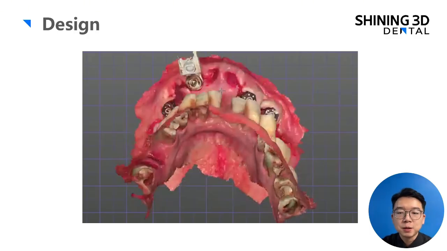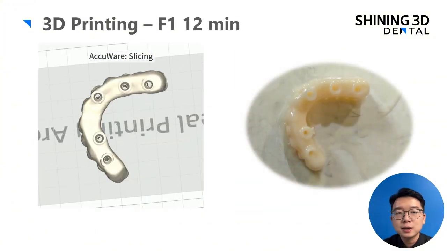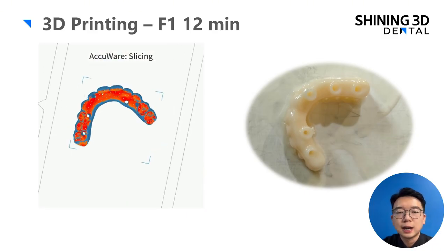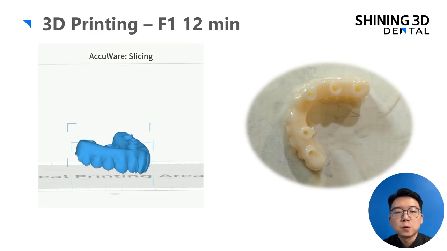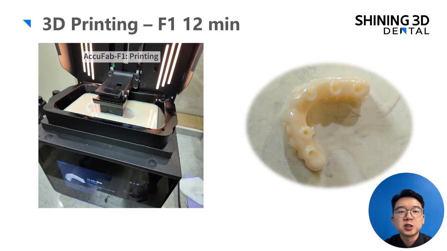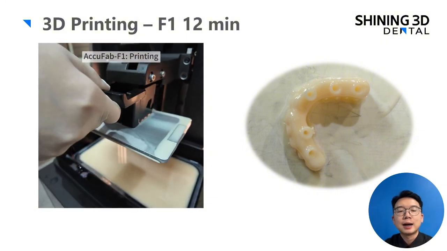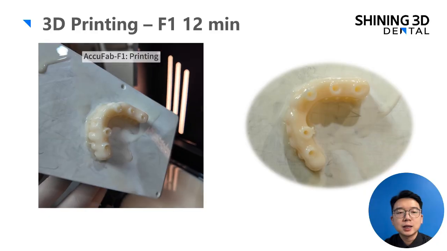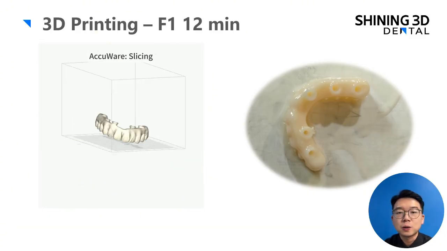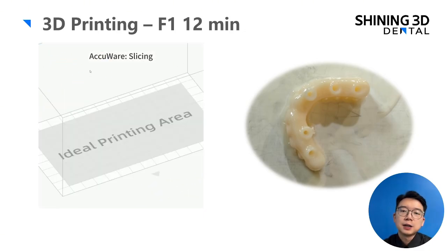start the manufacturing process on the chair side. For this case, we are using the F1 printer to print the temporaries for this patient. We can do some layout, add some support to it, and make some small adjustments, and then AccuWear will slice it. Once the slicing is done, you can send it to the printer to do the printing. For this case, this single arch took 15 minutes to finish the whole printing. And once it's printed, you can see the printed result on the right side of this page.